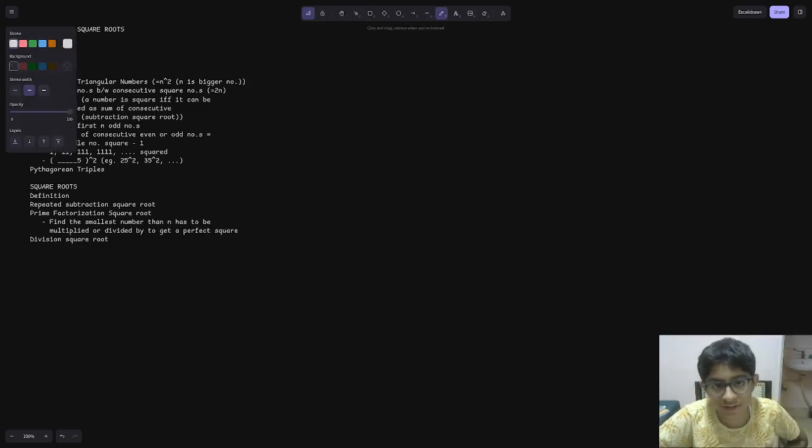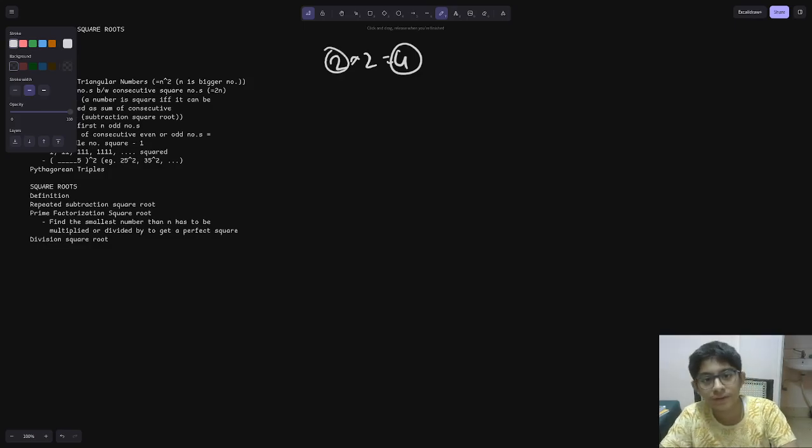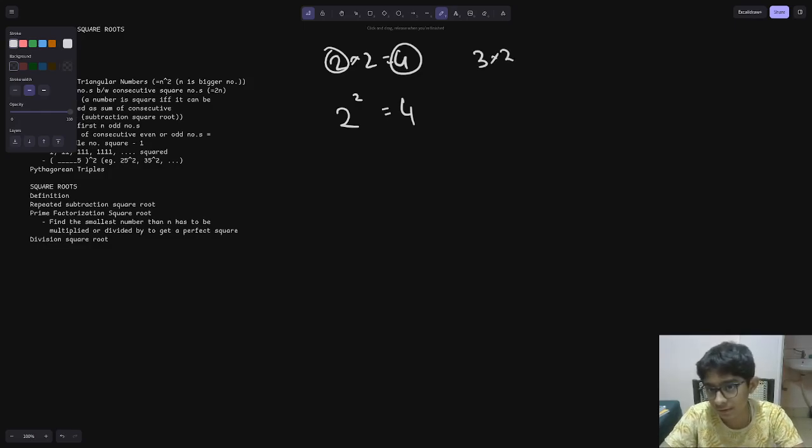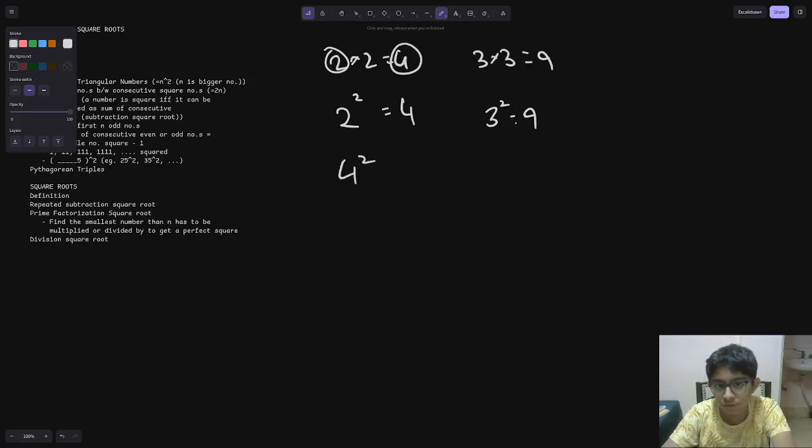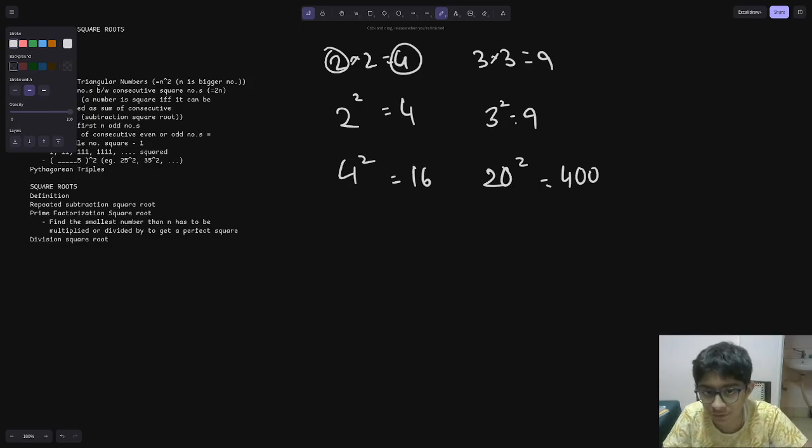If I take 2 for an example, then 2 times 2 is 4, and 4 is the square of 2. It is also denoted by a small 2 on top of it. So 2 square is equal to 4. Then you have 3. So 3 into 3 is 9. So 3 square is 9. Then let's take another example. 4 square, 4 times 4 is 16. Then let's take another number, 20 square. So here 20 times 20 is 400. So 400 is the square of 20.